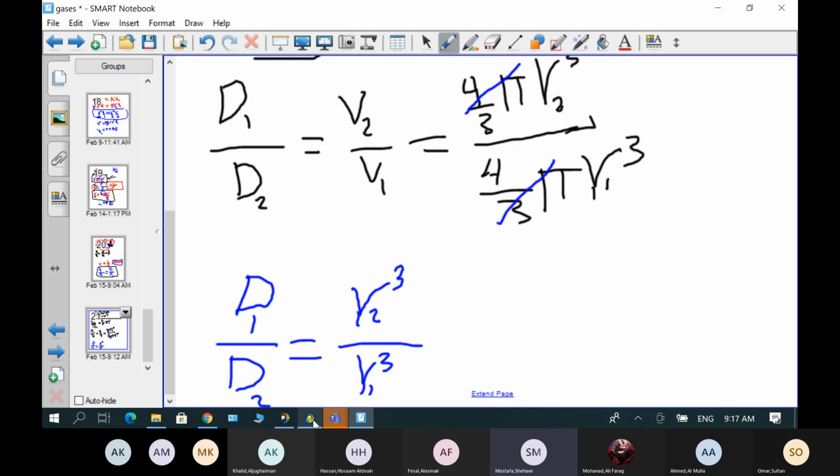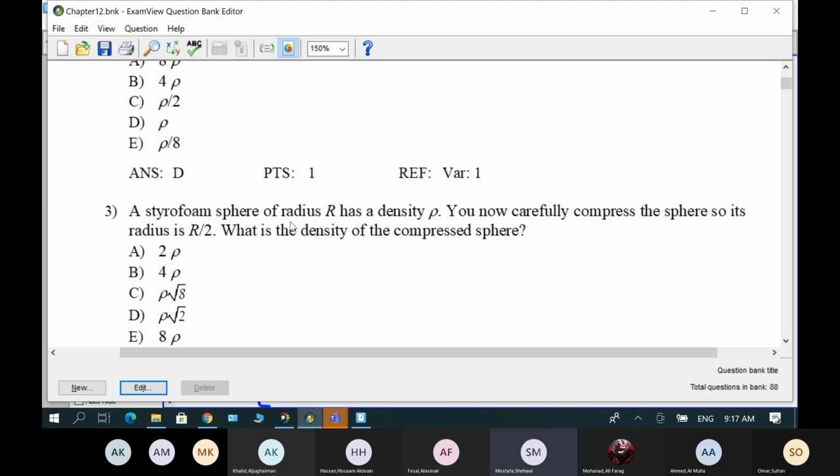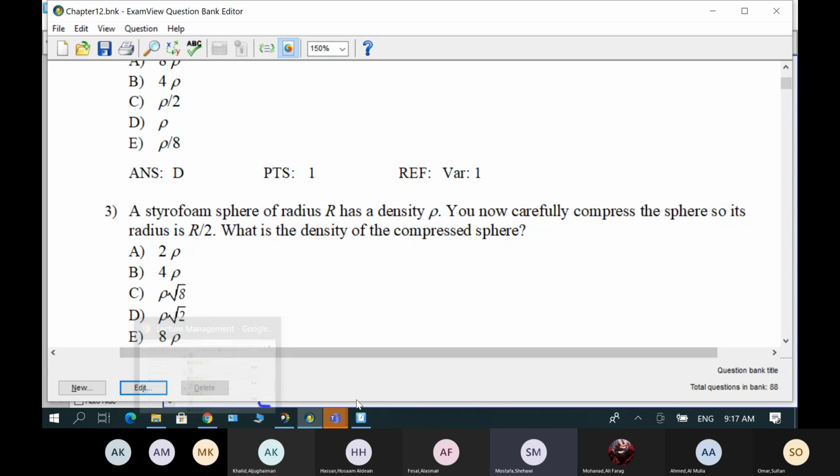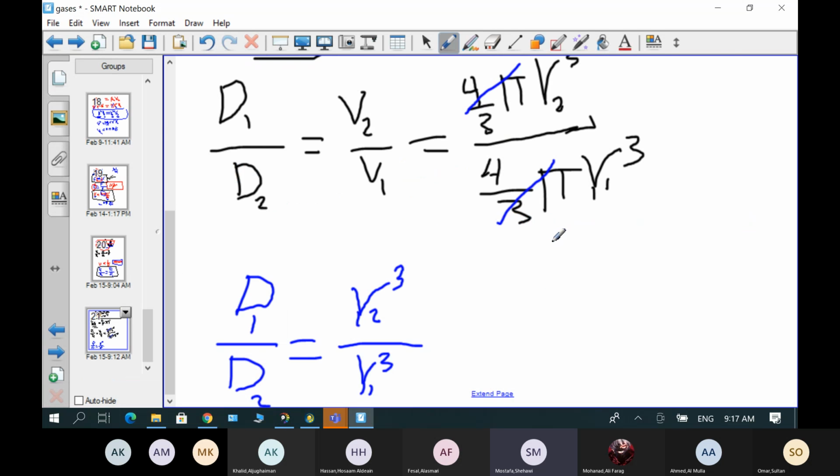So let's go back and see what happened to the radius. A styrofoam sphere of radius r and density rho. Okay, this is the first situation, or the first condition. You now carefully compress the sphere so its radius is r/2. The radius is decreased to r/2, so the new radius is half the radius R1. So we can type it like this: the new radius R2 equals R1 over 2.